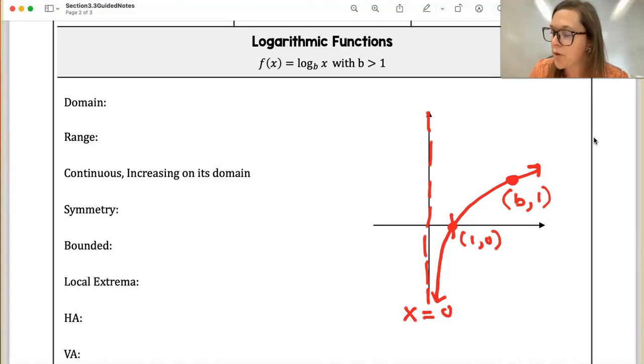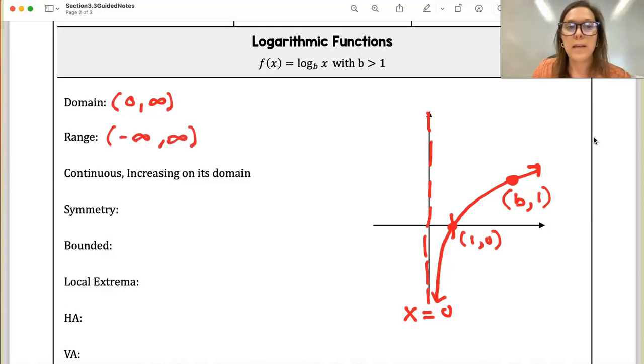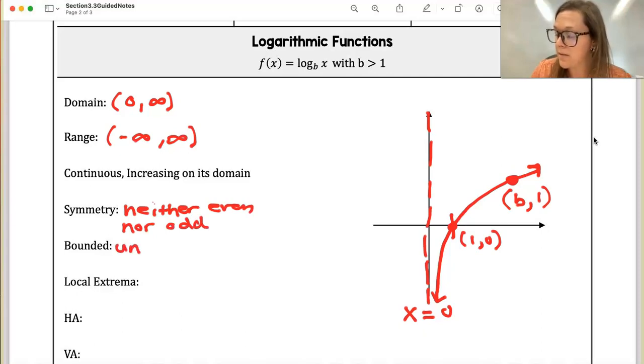Okay, so our domain is going from 0 to infinity. Our range is all real numbers. It's continuous the whole entire time, and it's increasing on its domain, right? It keeps getting larger and larger and larger. There is no symmetry, so there's neither even nor odd symmetry. We're unbounded. There's no boundedness above or below. We have no extrema, right? And we have no horizontal asymptote.